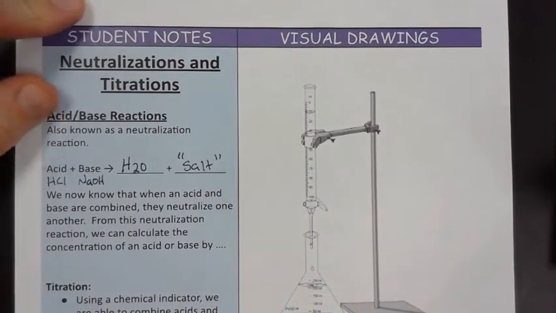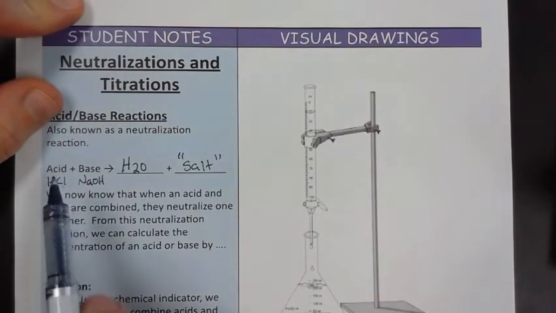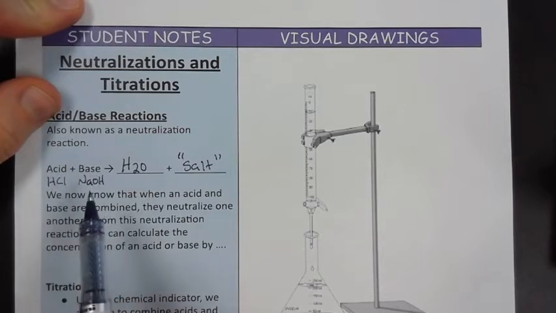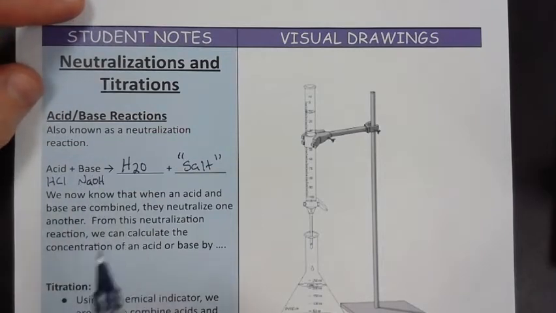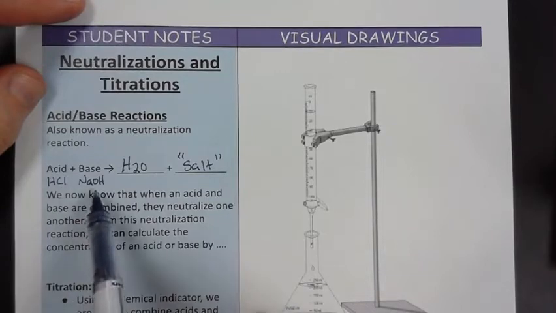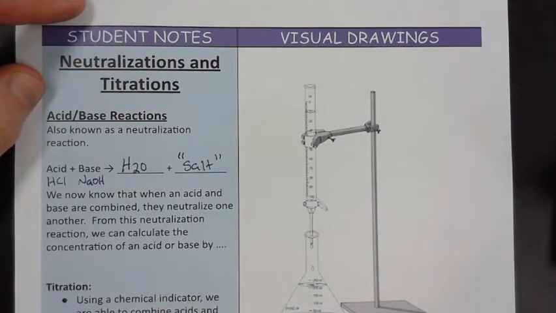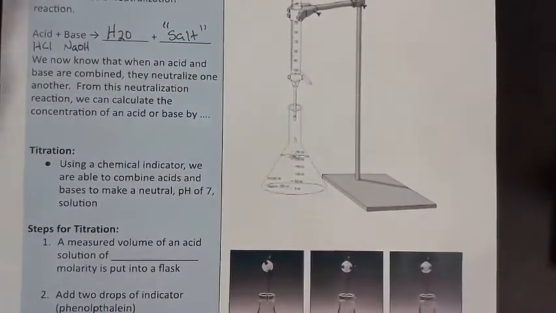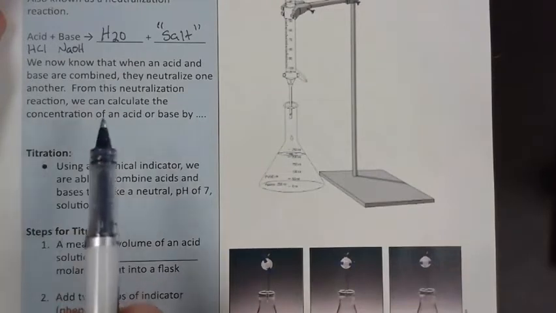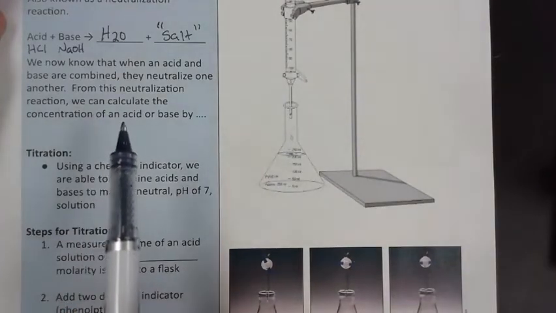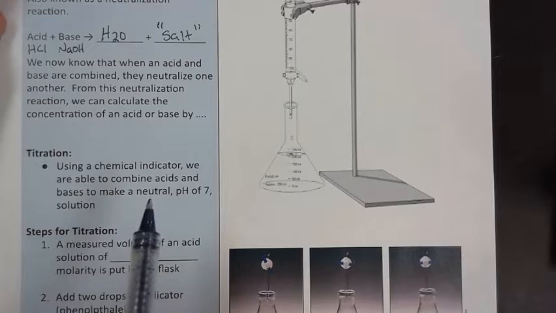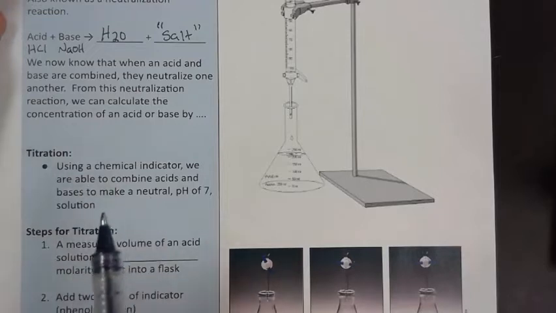Okay, so because we know that when we mix together volumes of acid and volumes of base, they're going to neutralize each other, we can use a known acid or a known base to determine something about the other reactant. And that process is called a titration. From this neutralization reaction, we can calculate the concentration or molarity of an acid or a base. A titration uses a chemical indicator, like we've done so far in the lab, that allows us to say when the solution has reached a pH of exactly 7.